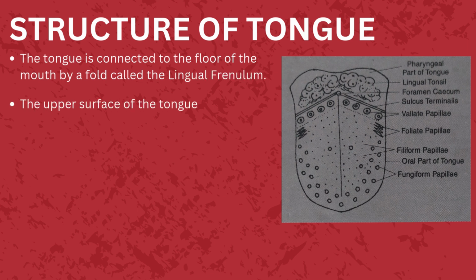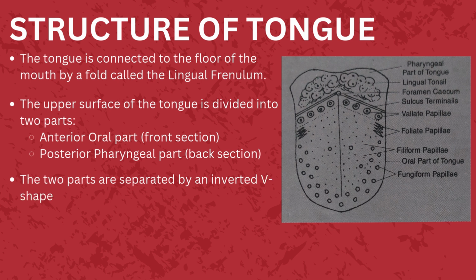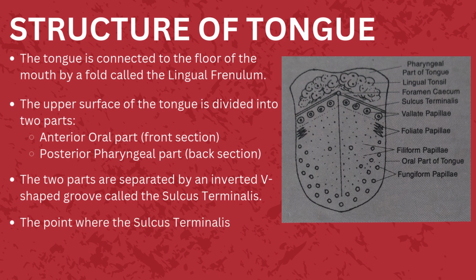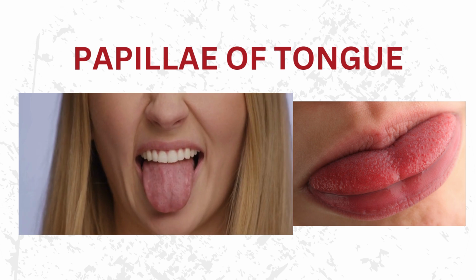Now, if you look at the top of the tongue, you will see it's not all the same. The front part that you see easily is the anterior oral part. The back part closer to your throat is the posterior pharyngeal part. And these 2 parts are separated by a V-shaped line known as the sulcus terminalis. And right at the tip of that V, there is a tiny little pit called the foramen cecum. Let's see the papillae now.